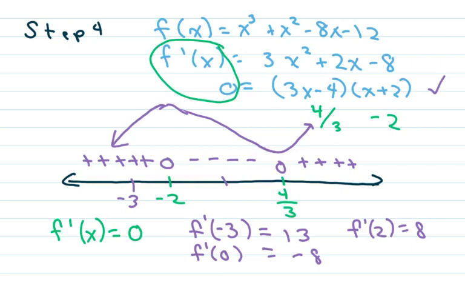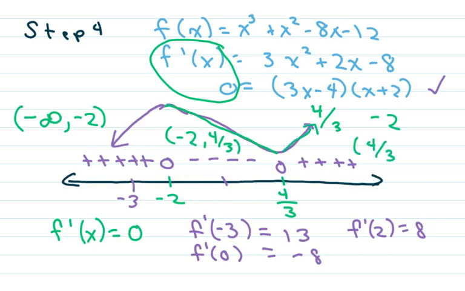And so this is increasing from negative infinity to negative 2. It's decreasing here from negative 2 to 4/3. And it's back to increasing from 4/3 to infinity.